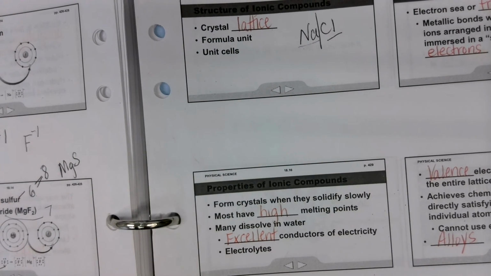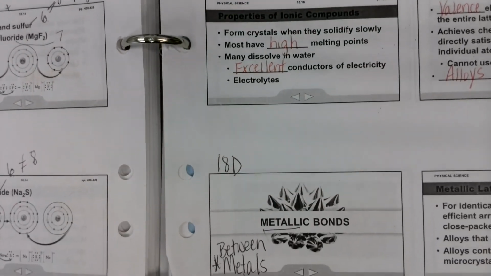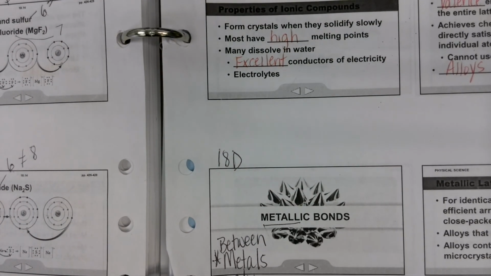Okay, that's the end of our section on ionic bonds. We'll look at metallic bonds tomorrow.